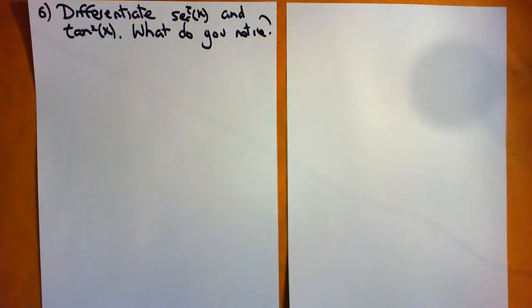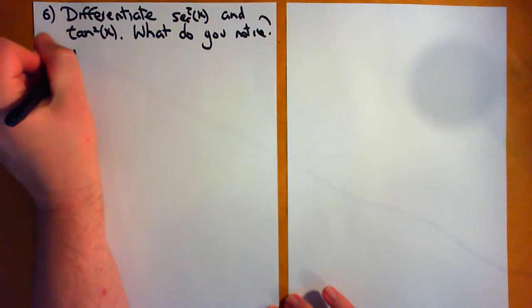Hello viewers, tutorial 9 question 6. Differentiate sec squared of x and tan squared of x. What do you notice? So we'll start by differentiating sec squared of x.